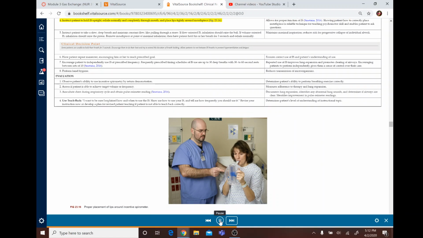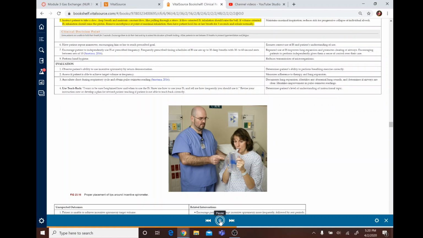4. Instruct patient to hold IS upright, exhale normally and completely through mouth, and place lips tightly around mouthpiece, Fig 23.16. Allows for proper function of IS, Smetana, 2016. Showing patient how to correctly place mouthpiece is reliable technique for teaching psychomotor skill and enables patient to ask questions.